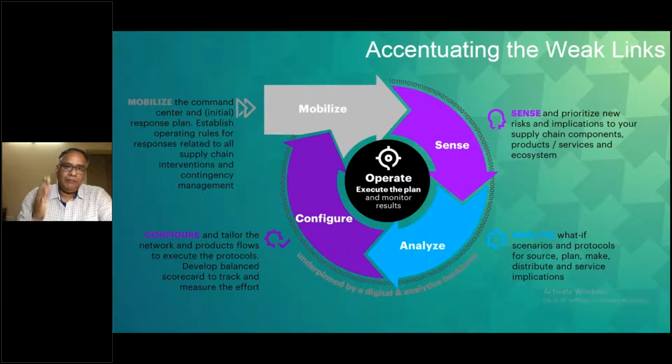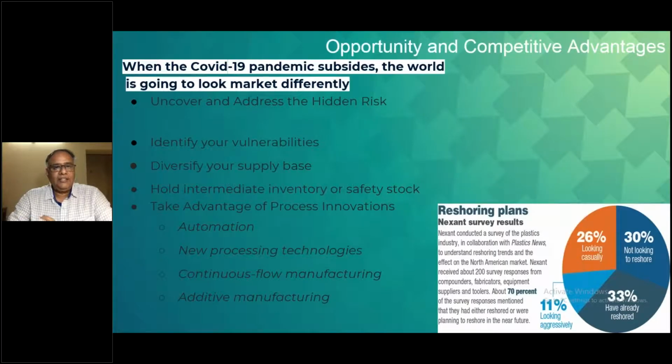I'm not saying it is 100% implemented, but organizations are looking into how they can at least sense it and utilize these factors fully. Now moving into the opportunities and how the advantages are there. On the next slide we'll look into the opportunities and advantages.